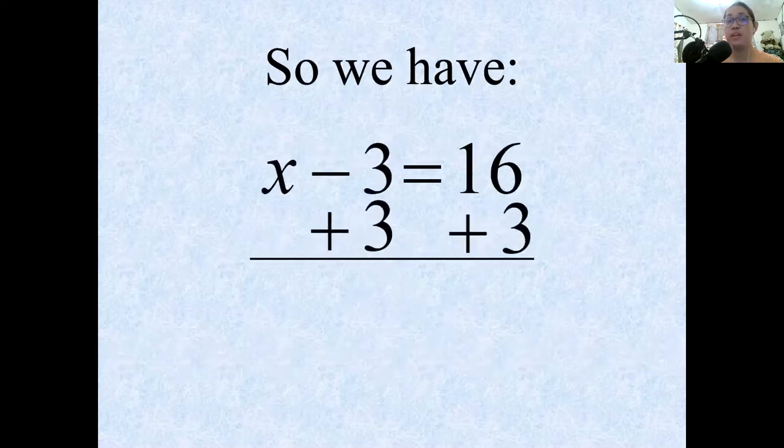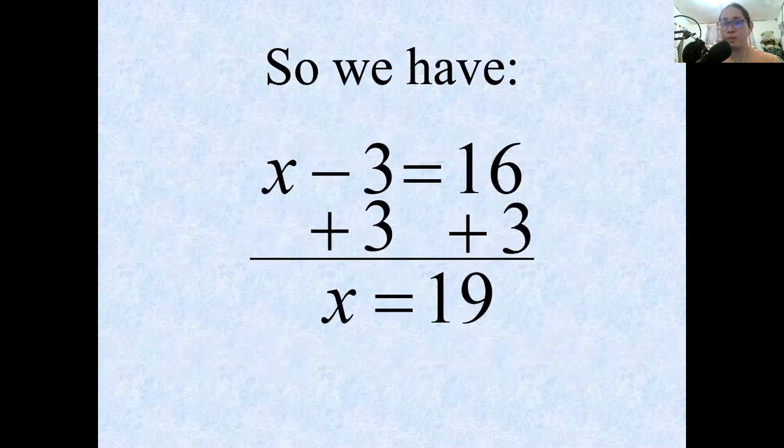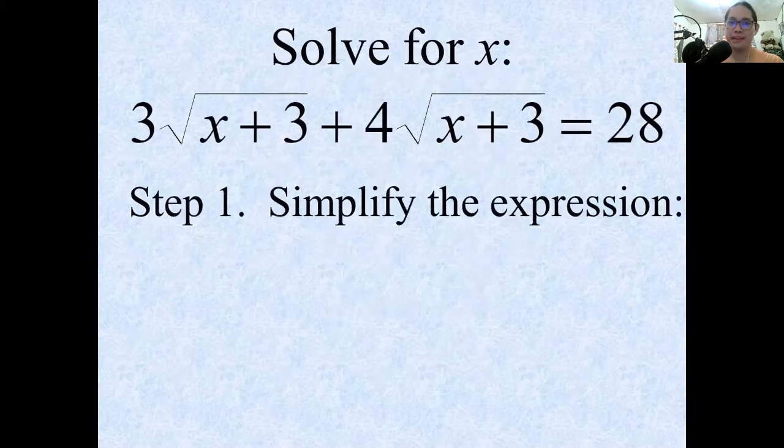We have to use the addition property of equality in order to remove the negative 3 on the left side of the equation. So you add 3 to both sides, or other students will use the transposition method, where you transfer negative 3 to the right side of the equation, and that changes its sign into positive 3. So you just add 16 plus 3, and that gives you 19. So that is the value of x.